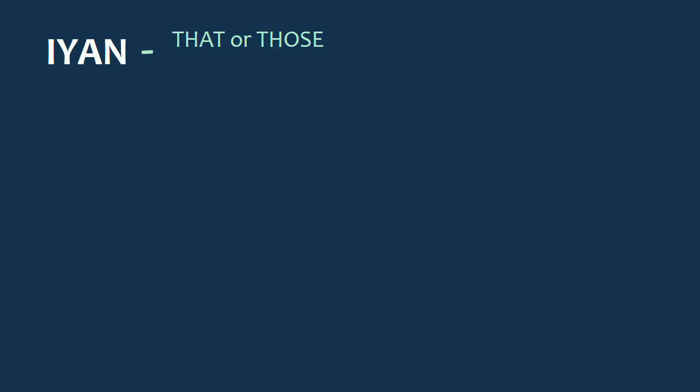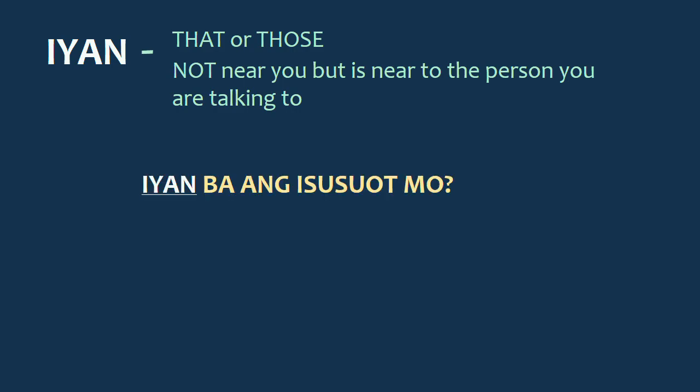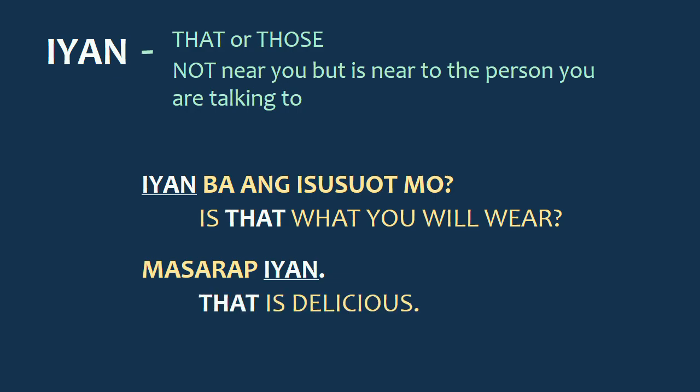Next is iyan. Iyan is that or those in English. And you use it when you want to refer to something that is not near you but is near to the person that you're talking to. Halimbawa, iyan ba ang isusuot mo? Is that what you will wear? Masarap yan. That is delicious.